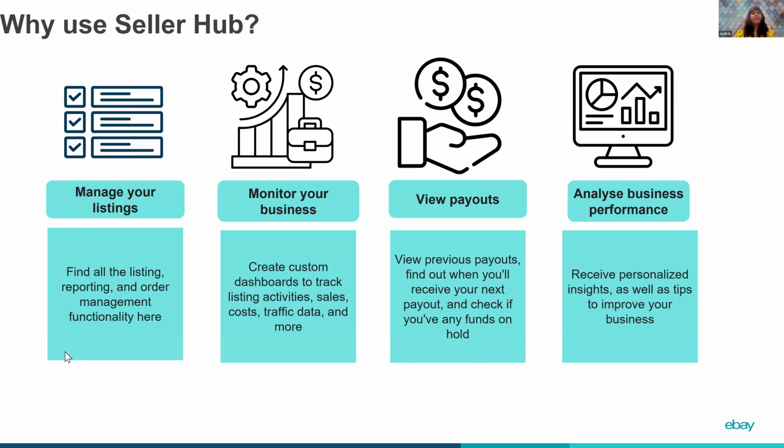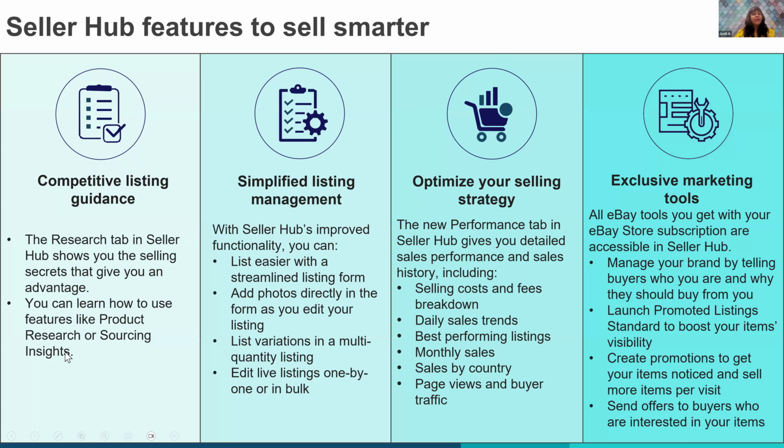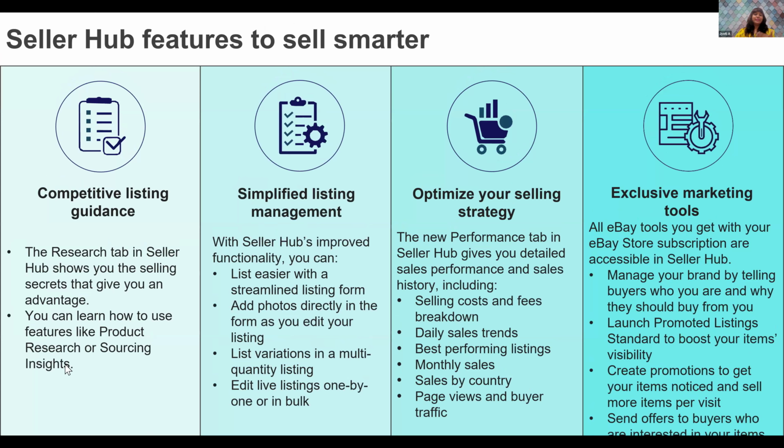So, what does Seller Hub do? Seller Hub helps you to sell smarter through competitive listing guidance. The research tab in Seller Hub shows you the selling secrets that give you an advantage over your competitors. You can learn how to use features like product research or sourcing insights and beat your competitors with better insights.